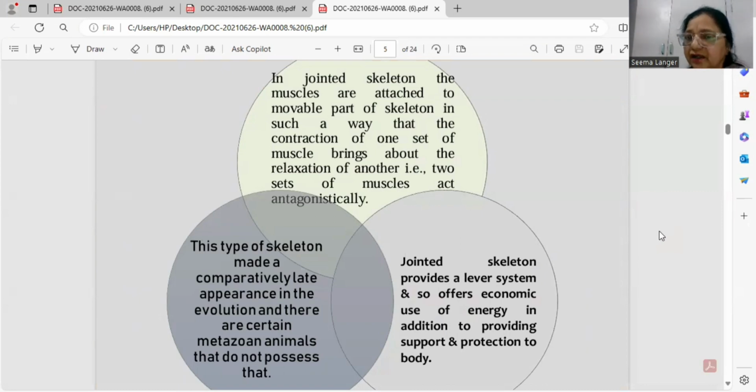Jointed skeleton has a number of advantages over hydrostatic skeleton. Number one is that it provides a lever system. Lever system means when we apply force, this force revolves around or is focused on the joints. The muscles are attached in front of and behind the joints. So it enables economic use of energy, in addition to providing support and protection to the body.